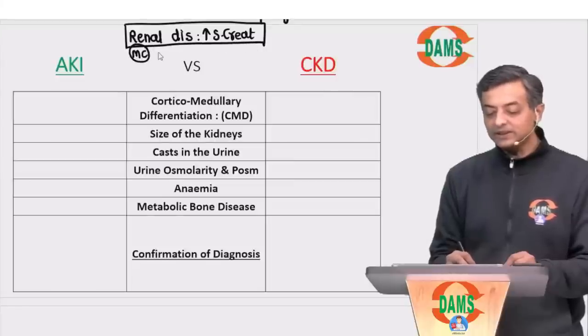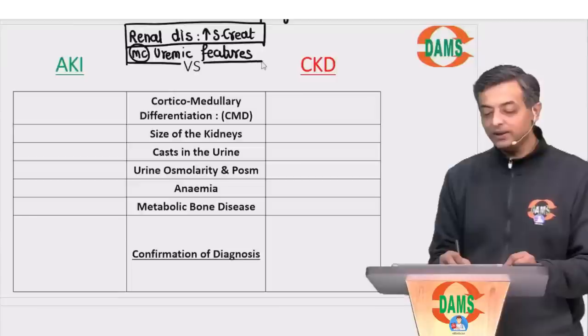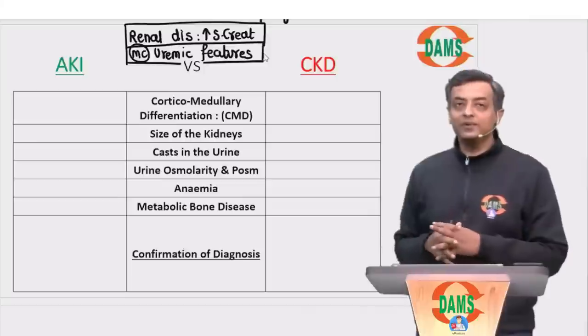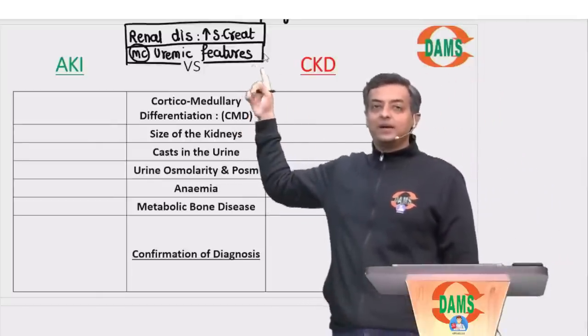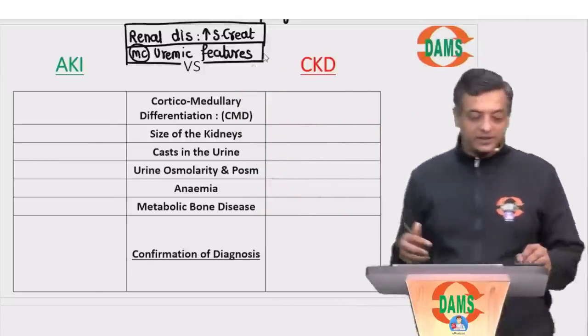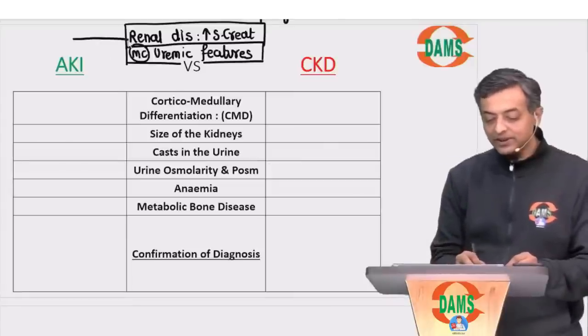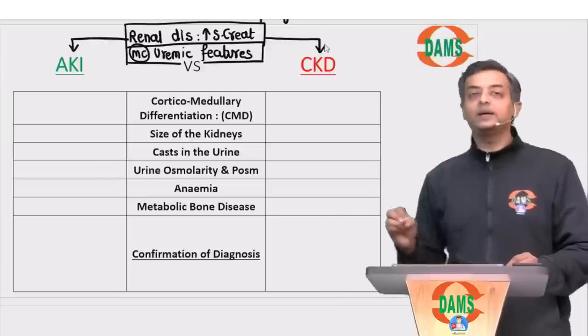Most common symptom are the uremic features. Whether it is acute kidney disease or chronic kidney disease, the most common patient will come to us with uremic features, elevated creatinine. What to do in them? First step we have to take: differentiate between acute kidney injury and chronic kidney disease.